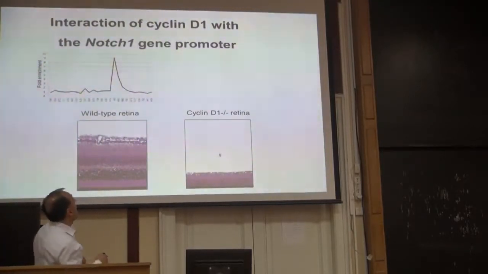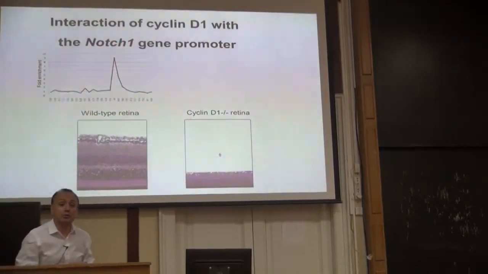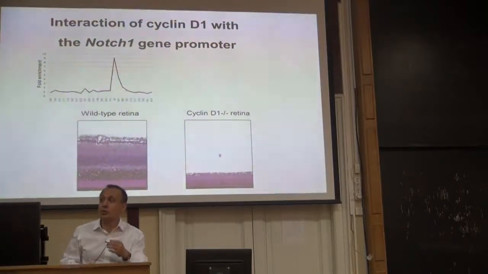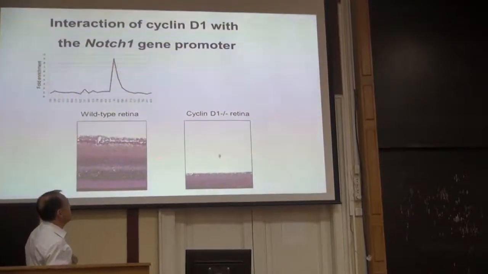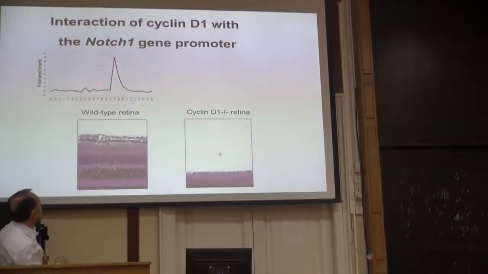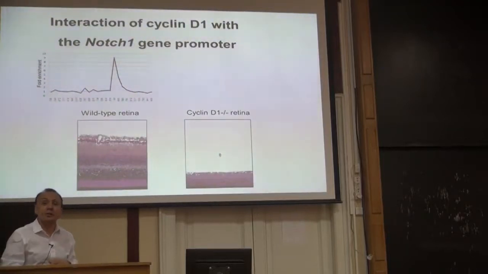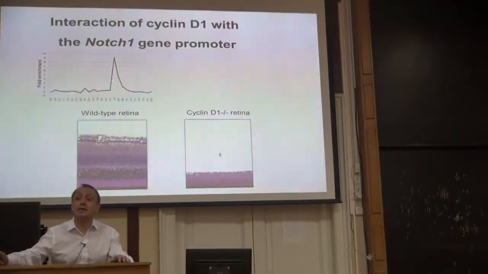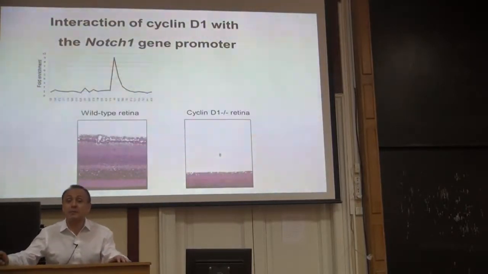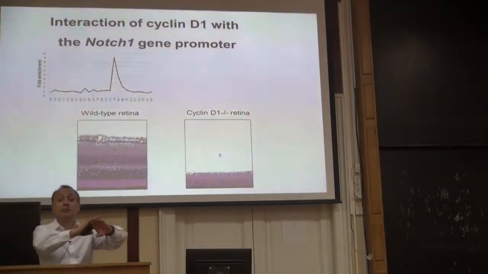one of those genes is the Notch gene. And Notch is a very important gene which was shown to control retinal development. Actually, the retina-specific knockout of Notch gives a very similar phenotype, suggesting that there is at least some link between cyclin D1 and Notch expression. What we have found is that cyclin D1 is sitting on the Notch promoter, and this is actually going from intersection.